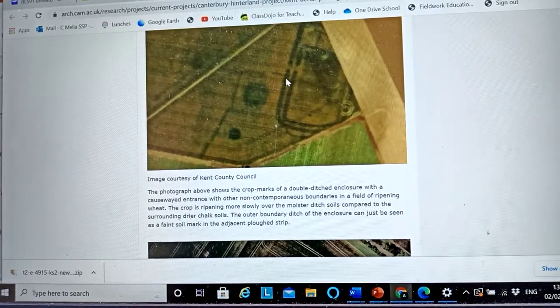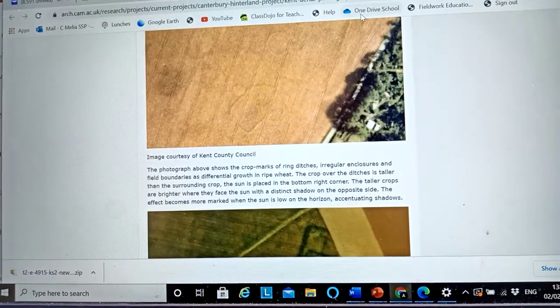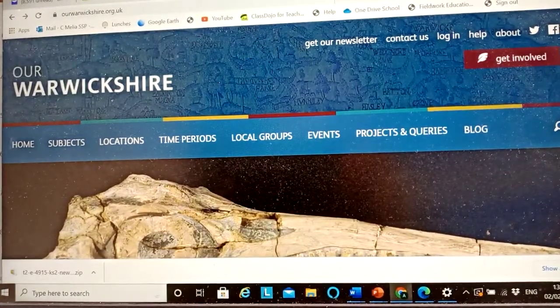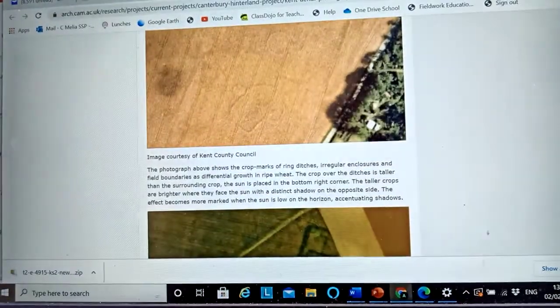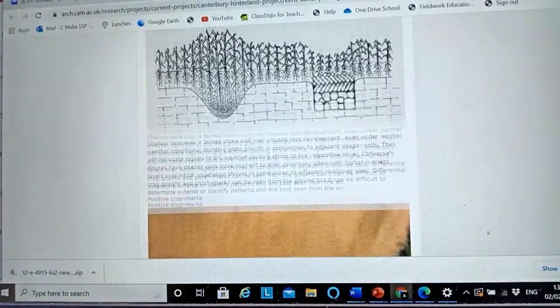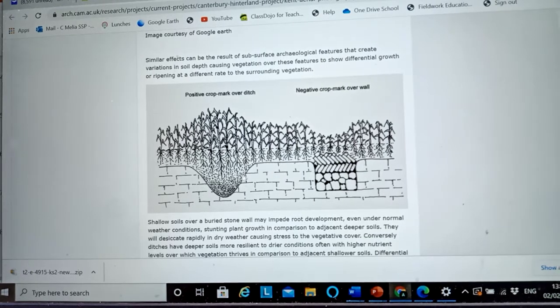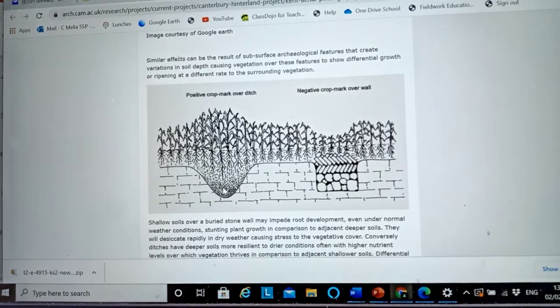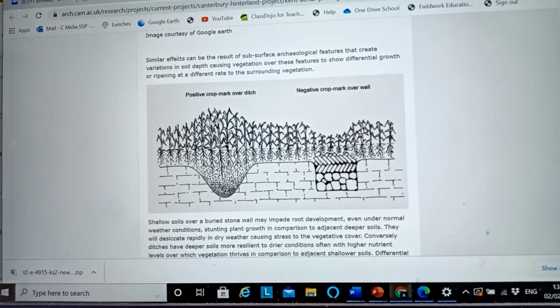And from looking around these ring ditches, archaeologists, people who investigate ancient settlements, can kind of work out what time they were dug. And they worked out that in this part of Warwickshire, where's it gone? It's disappeared. In this part of Warwickshire, there must have been people living in the Neolithic age, probably as farmers. And the reason why they make shapes is because ring ditches often have deeper soil depth, so the plants love them, so they show up. There's more soil, so the plants are greener.